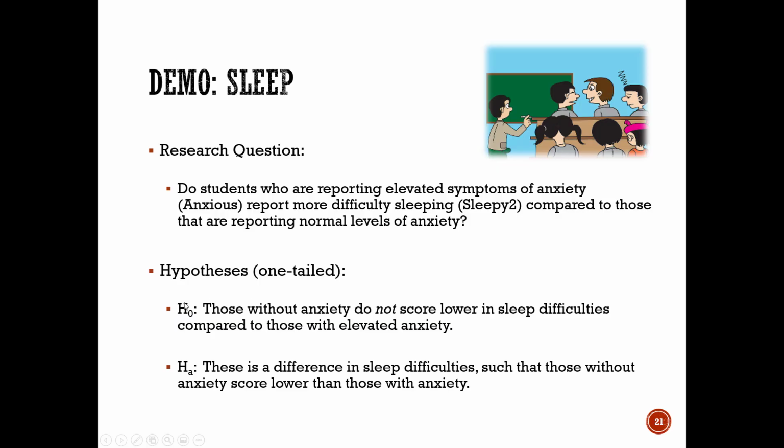And a null hypothesis says the exact opposite, that those without anxiety do not score lower. This could actually mean that there's no difference between the 2 groups, or that those without anxiety actually score higher in sleep difficulties. So essentially, not the alternate hypothesis is the null hypothesis. Now there's a reason why I wrote my alternate hypothesis like this, where I say those without anxiety score lower. You'll see more why I did this when we get to the RStudio code.